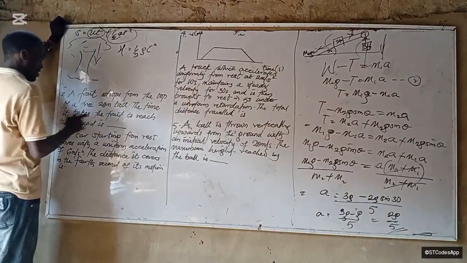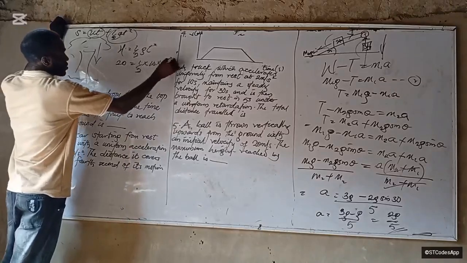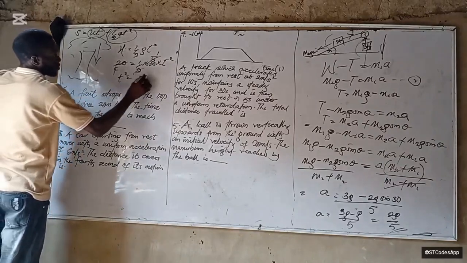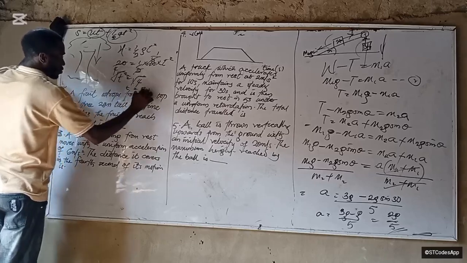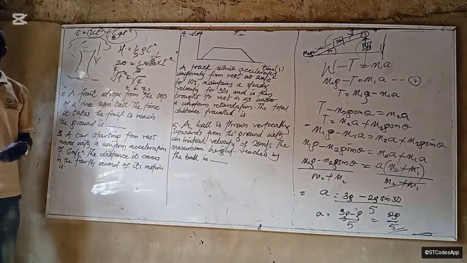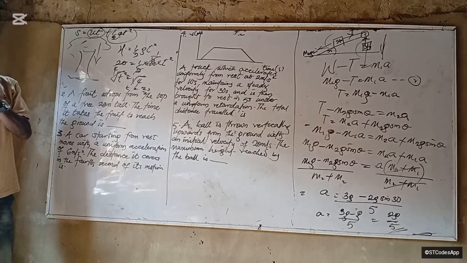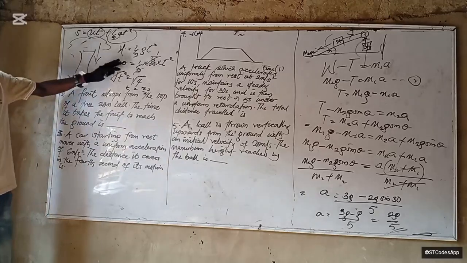So what is now H here? 20 meters is equal to 1 over 2 times 10 times T squared. Here 5, here 1, here 4. T squared equals 4, so T equals the square root of 4. Does that make sense? T equals 2 seconds. Is that clear? Is it hard? Did you get it? Do you understand what I did?